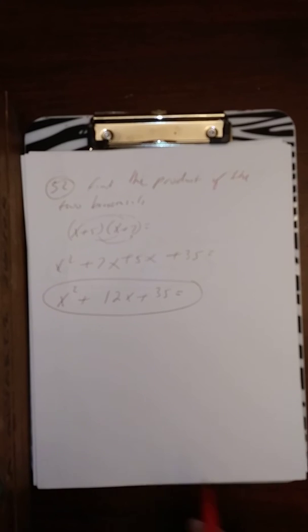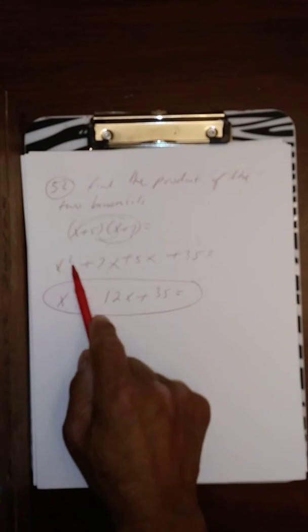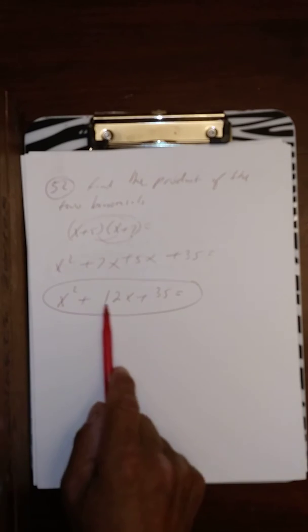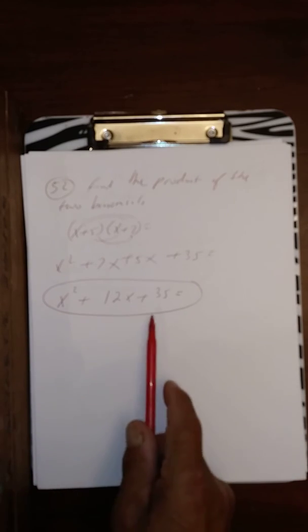So now, find the product of two binomials. First is x squared. That's going to be 7x. That's going to be 5x. That's going to be a 35. Put them together, you're going to have x squared plus 12x plus 35 in the middle.